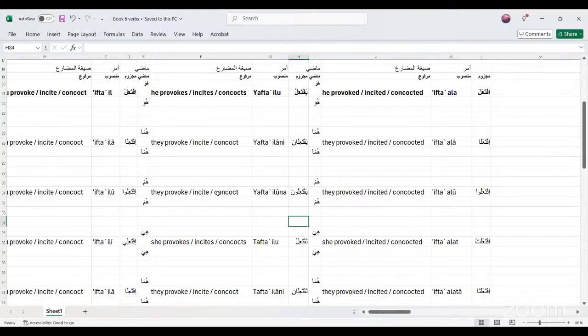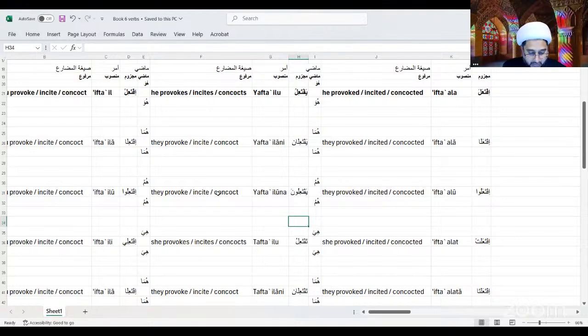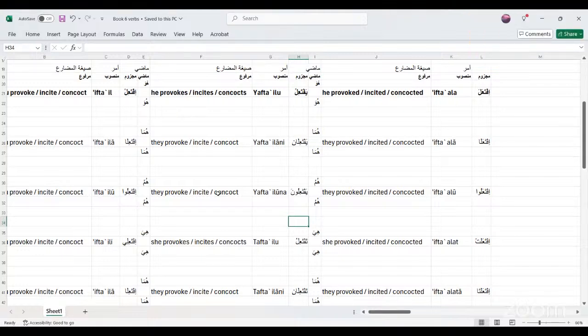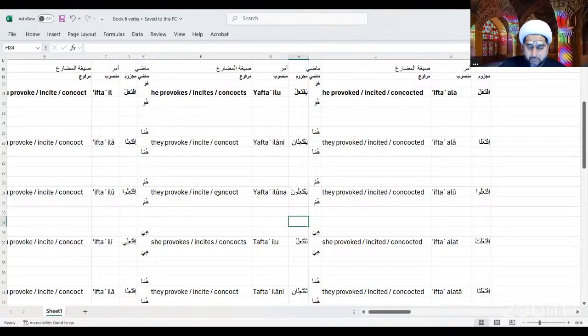Iktasib. Correct. Conjugate iktasib, please. Iktasib, iktasiba, iktasibu. Iktasibi.